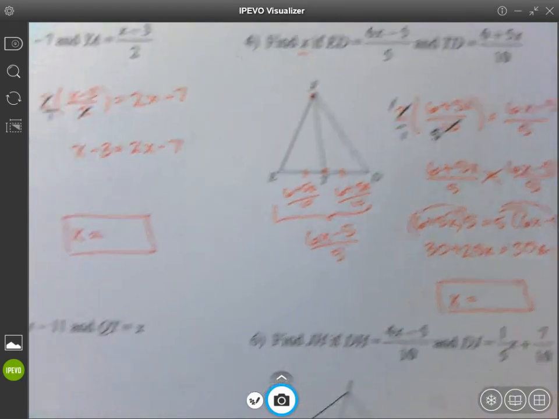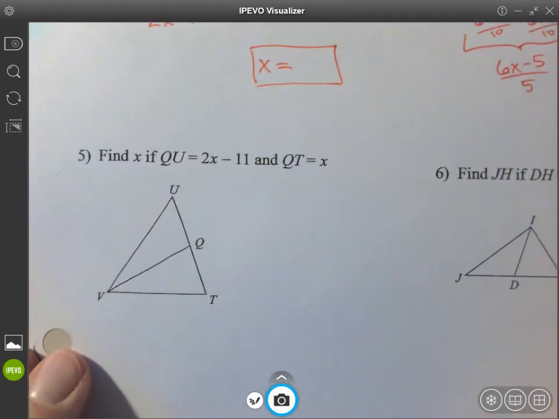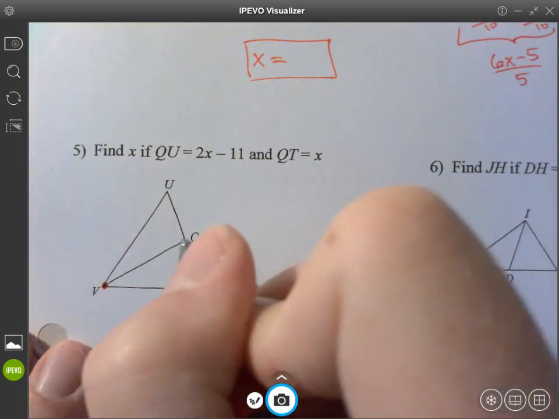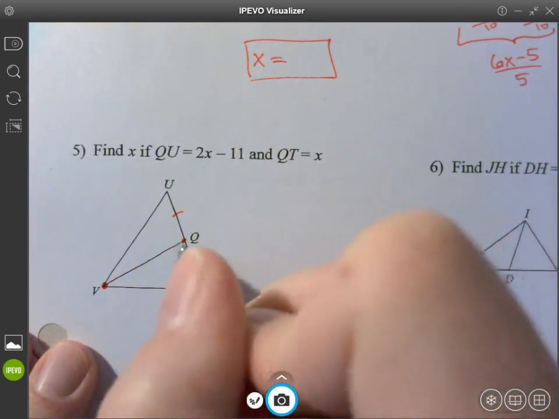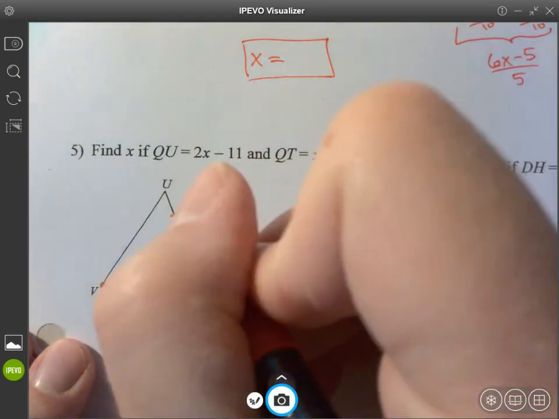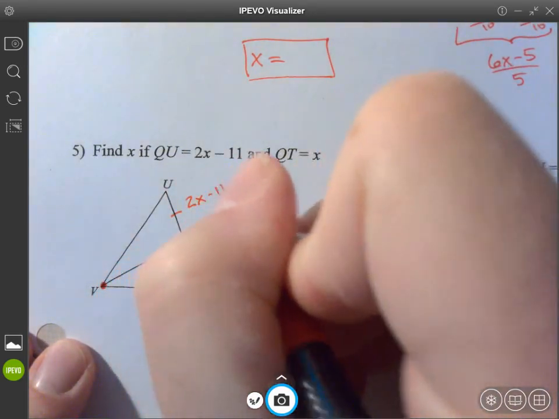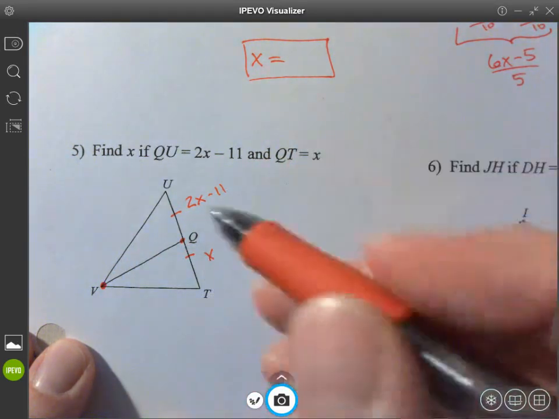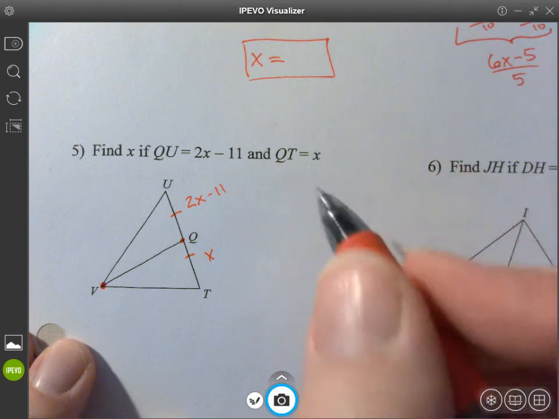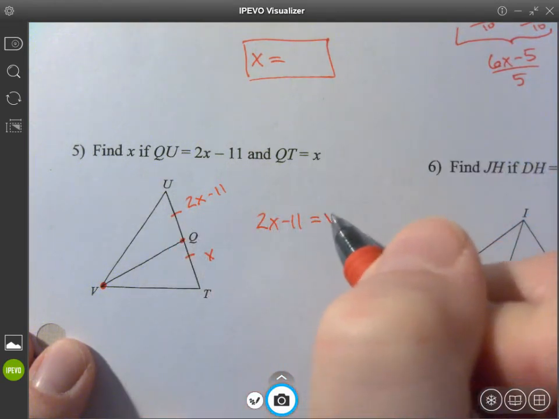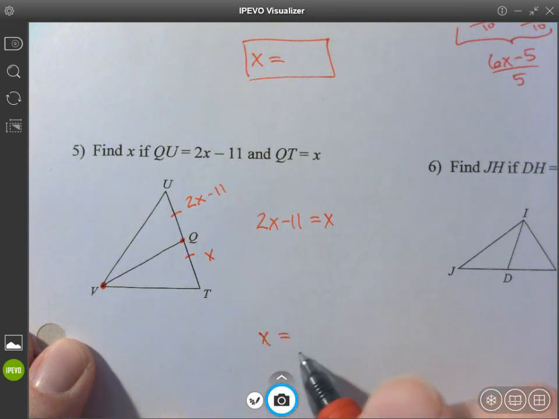Okay, moving on so you can finish these on your own. If you guys look at this, here is point B to Q. That is your midpoint from the median line. Now, QU, this part is 2x minus 11. QT, this part is x. I don't know what the whole thing is, but these are equal to each other. 2x minus 11 must equal x. So you're going to solve. It just asks you to find x, and you are done.